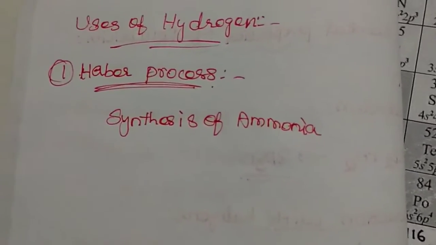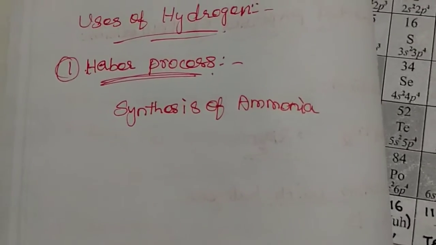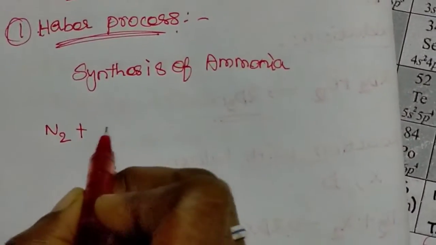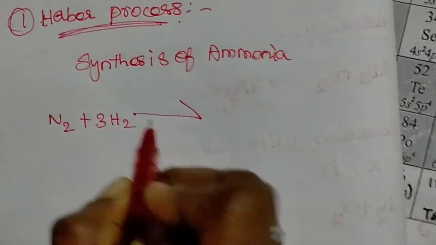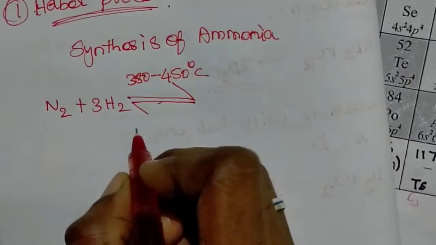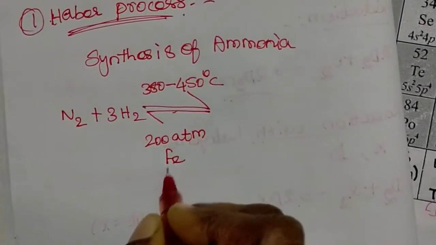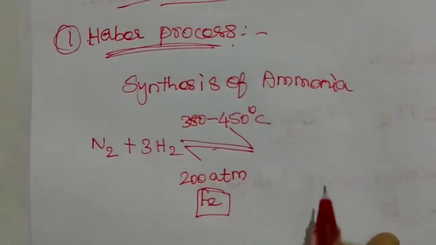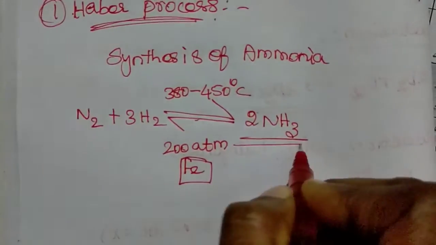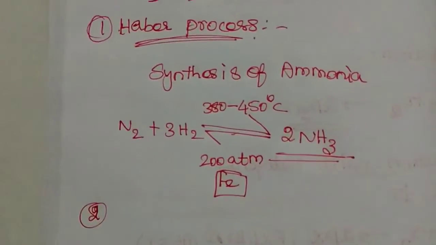Ammonia is an important chemical used to prepare chemicals such as nitric acid, fertilizers and explosives. So hydrogen plays an important role in industries. The reaction of the Haber process: nitrogen is combined with 3H2 under the condition of 380 to 450 degrees Celsius and 200 atmospheric pressure, in the presence of an iron catalyst. To facilitate this process, we use an iron catalyst here. These two combine together and produce ammonia as a product. So this is one of the most important uses of hydrogen. And the second use, we can use it for industrial solvents.